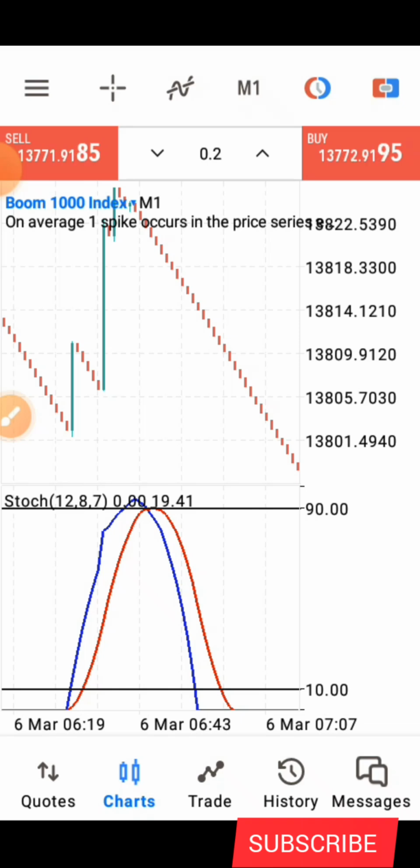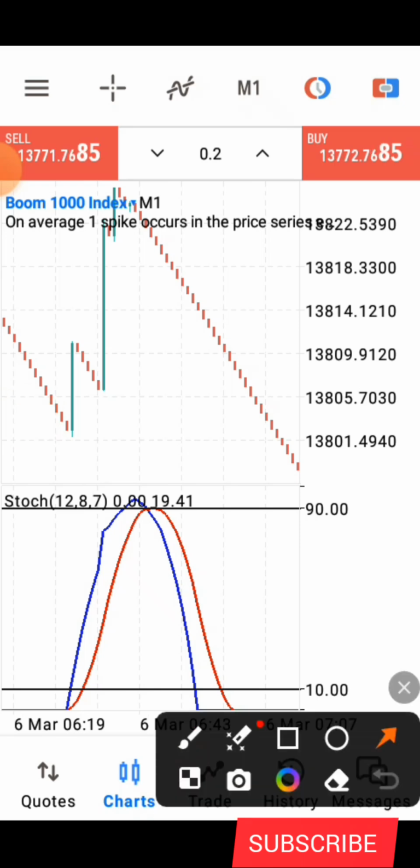This strategy is very simple. All you need to do is to wait for a spike. Whenever there is a spike and you see that the main and the signal line, which is this red and blue line here, gets to the 90 level. You need to make sure these two lines get to the 90 level. Whenever you see that it has touched the 90 level, you have confirmed condition number one.